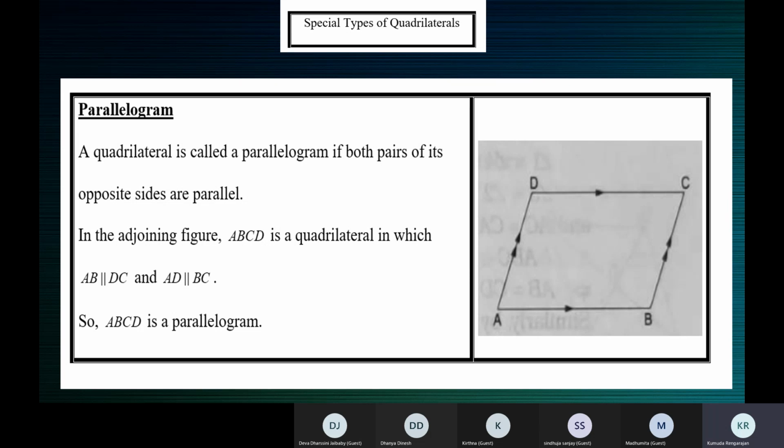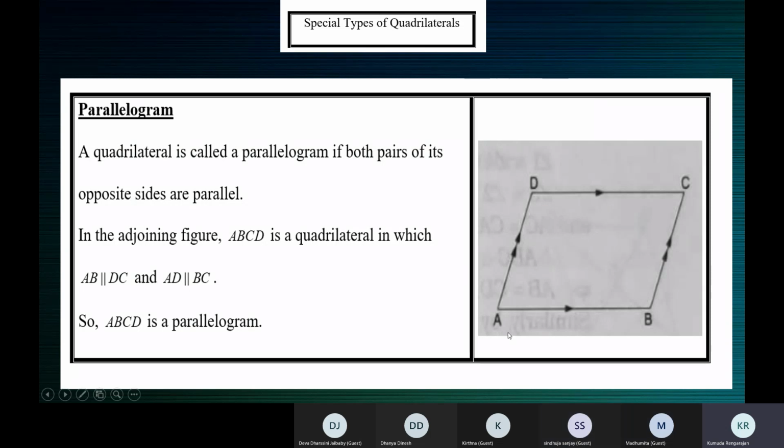Okay, let us understand the pairs of adjacent angles. Tell me the pairs of adjacent angles. Angle A and angle C, ma'am. Angle A and C are opposite angles. Angle A and B, ma'am. A and B are adjacent angles. Then B and C are adjacent angles. C and D are adjacent angles. Similarly, D and A are adjacent angles.